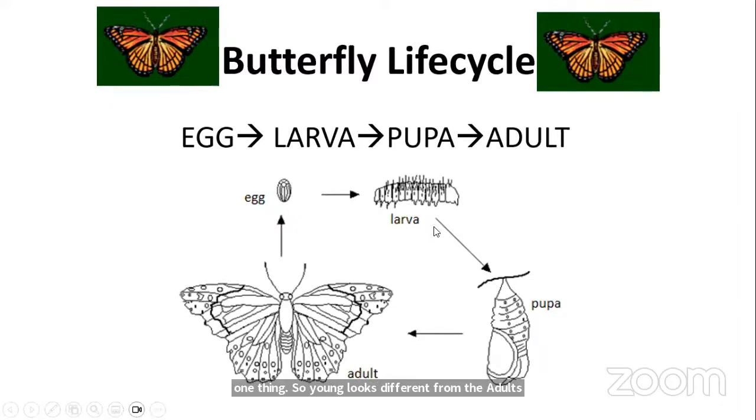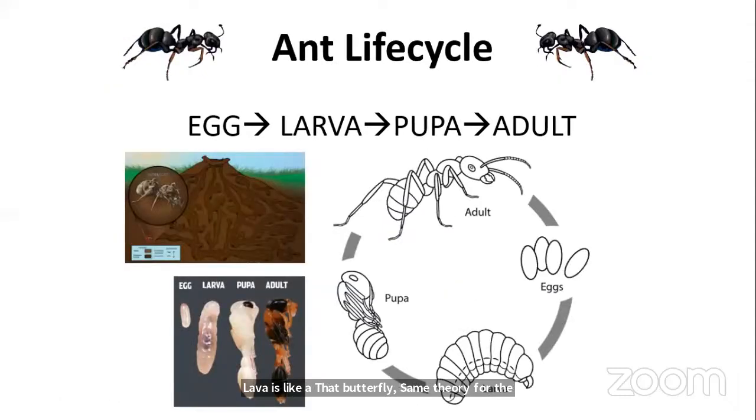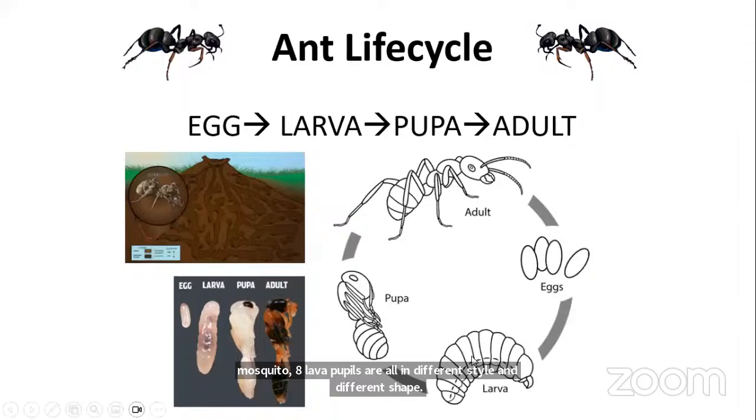You can see a butterfly larva is like a hot dog. Then pupa is different from larva, it's like a seashell. Then butterfly has wings. Same theory for the mosquito. Egg, larva, pupa, and adult are all in different style and different shape. Ants, similar as well. Egg, larva.